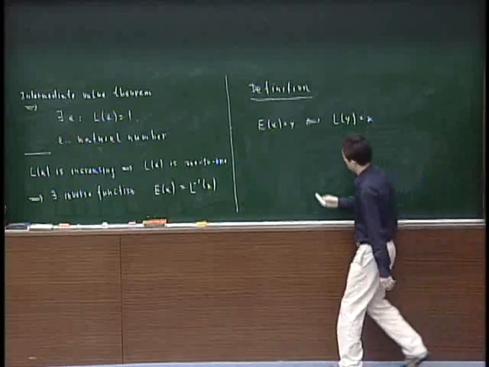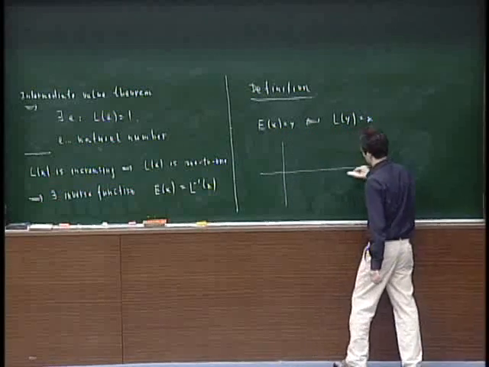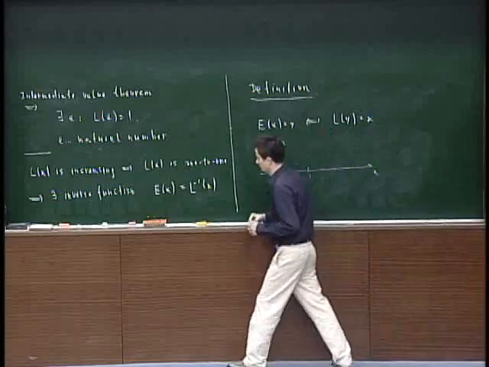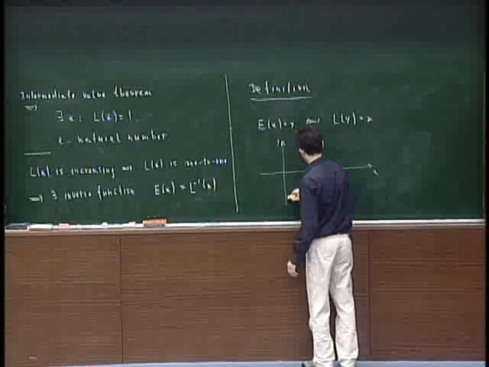Now, if we just look at the graph, because we understand already the graph of L, we know that the graph of L looks like this here.